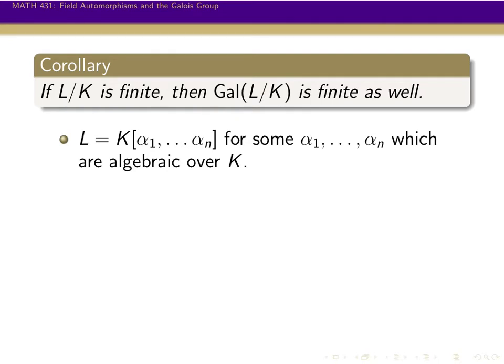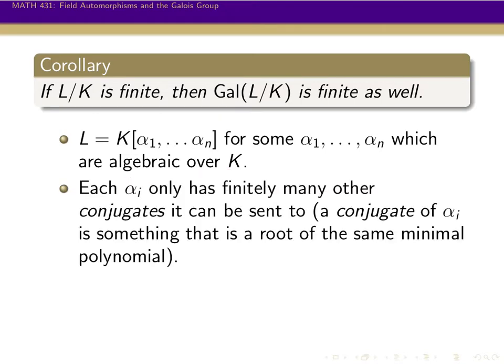And each of these are algebraic over K. What's important about each of them being algebraic over K is that each of them has some minimal polynomial of finite degree, and so there's only finitely many other roots for each of them, right? So each alpha i only has finitely many other, and what we call them are conjugates, that it can be sent to. And what we mean by a conjugate is that a conjugate of alpha i is something that is a root of the same minimal polynomial as alpha i. So the conjugates of alpha i are all the things that have the same minimal polynomial of alpha i. It's all the other roots of that minimal polynomial.